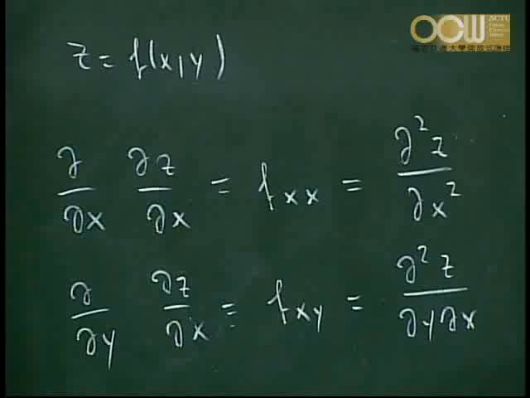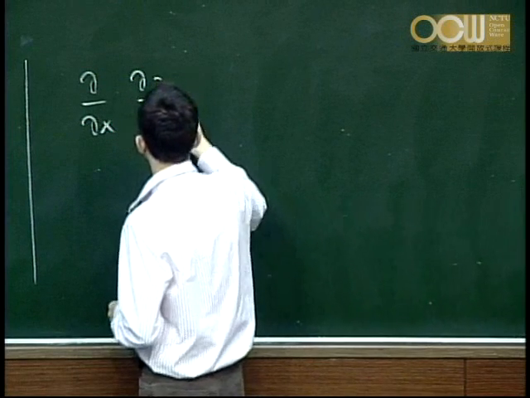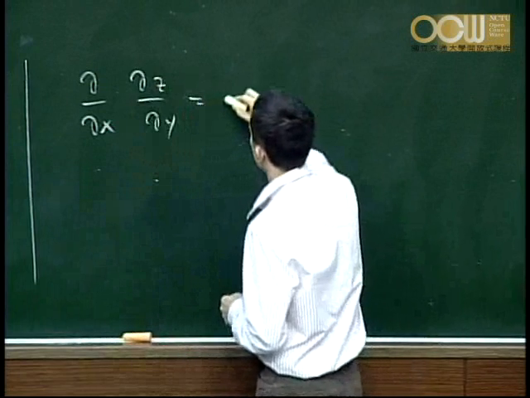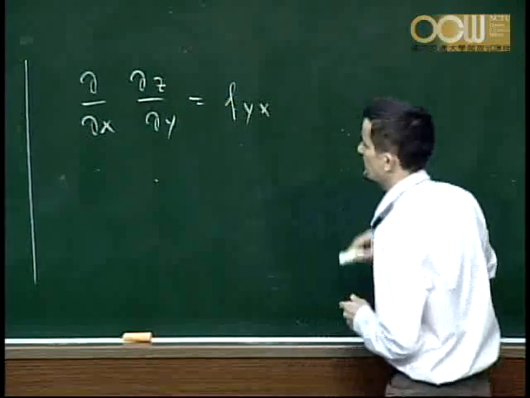Now, the same for the partial derivatives with respect to y. So we have here f first with respect to y and then with respect to x.